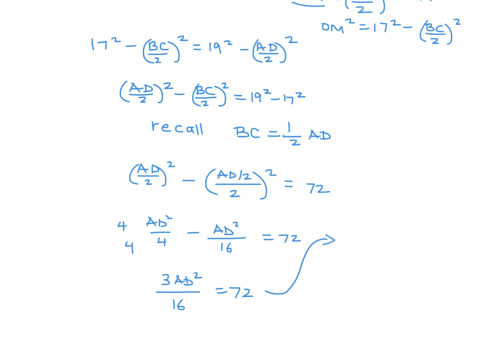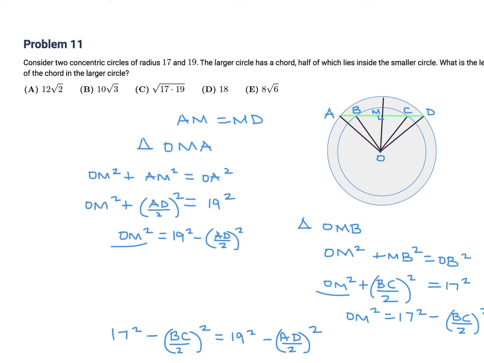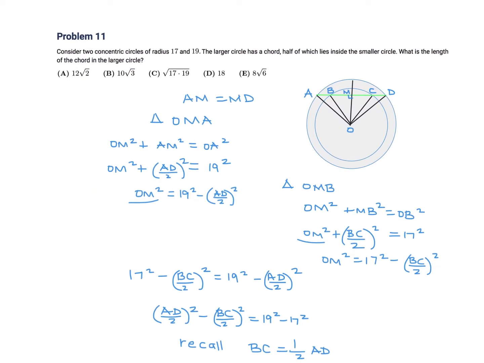And therefore, AD squared would be 72 times 16 over 3. And that's 24 times 16, which is 384, which is 64 times 6. And therefore, AD would be the square root of that, so 8 root 6. Yeah, 8 root 6. And AD is what they wanted us to figure out, which is the length of the entire chord. And there you go, 8 root 6. So the answer is E.